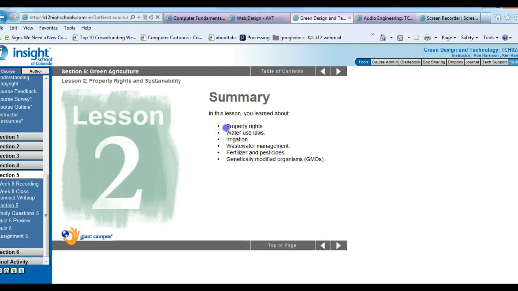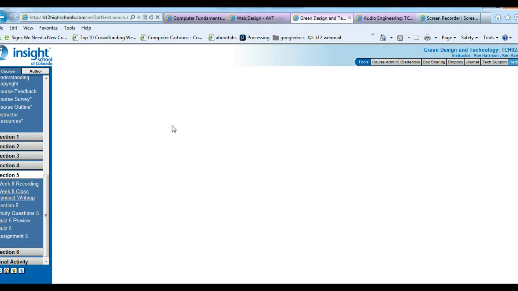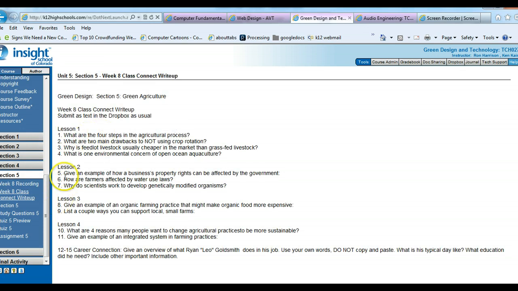So in lesson 2, we learn about all of those things. All right, moving on, lesson 3, let's go to the write-up. So lesson 2, example of business property rights, we did that. How are farmers affected by water use? We talked about that. Why do scientists want to develop genetically modified organisms? We talked about that. Example of an organic farm practice that might make organic food more expensive. A couple ways you can support local small farms.